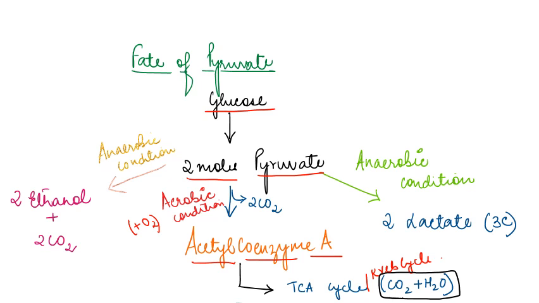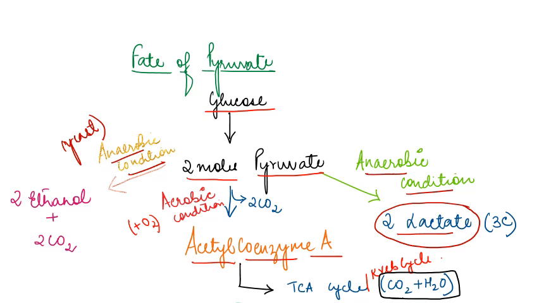If in case oxygen is absent, that is anaerobic condition, it leads to the production of 2 molecules of lactate. That is what we call 3 carbon. Right? 2 molecules of lactate are formed in case of anaerobic condition. Again, in case of anaerobic condition in yeast, it leads to formation of ethanol and carbon dioxide.